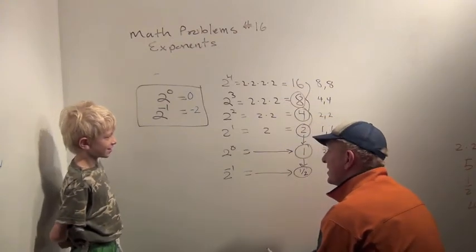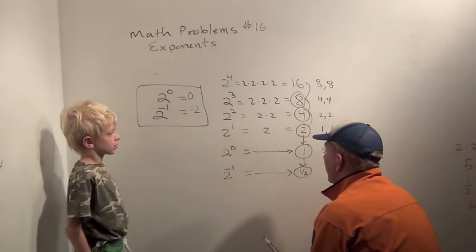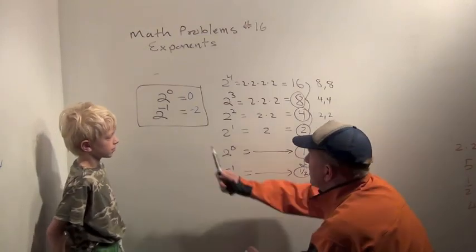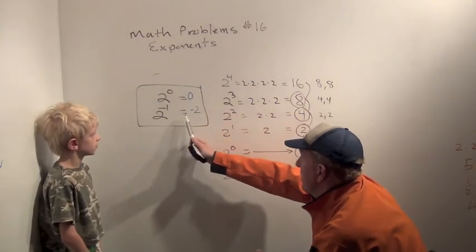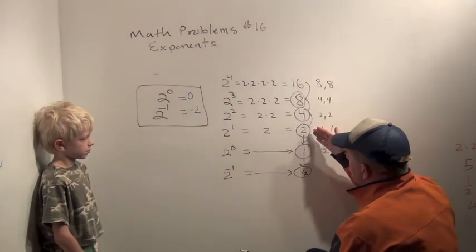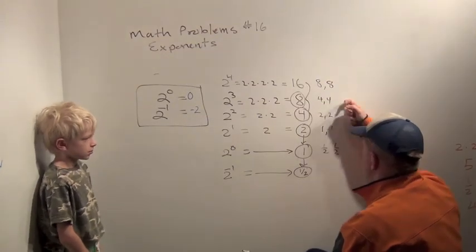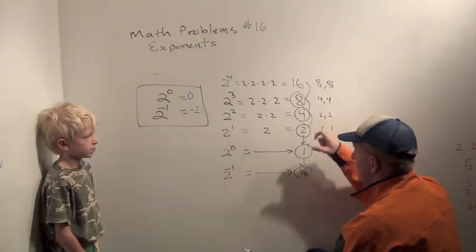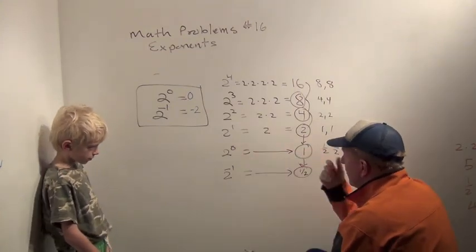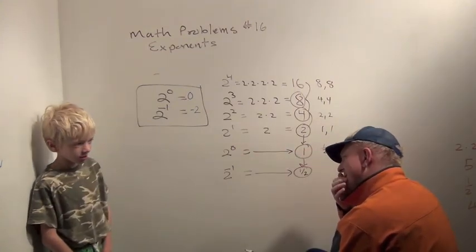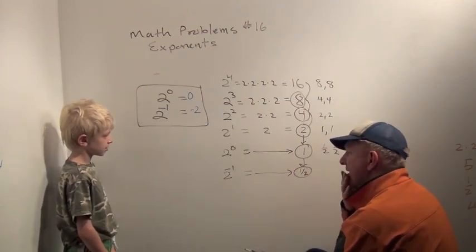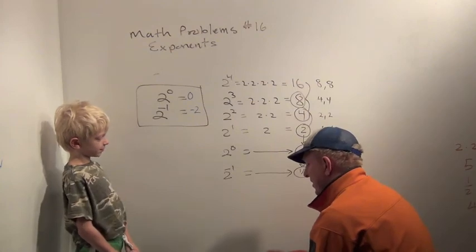Oh, interesting. So we have a dilemma. You thought 2 to the 0 might equal 0, and you thought 2 to the minus 1 might equal minus 2. But when we looked at this pattern that you found, and this is a pretty cool pattern, right? Splitting it in half and then subtracting. Yep. Looks like 2 to the 0 might equal 1. And 2 to the minus 1 might equal a half. Interesting. So we're going to have to ponder about that.